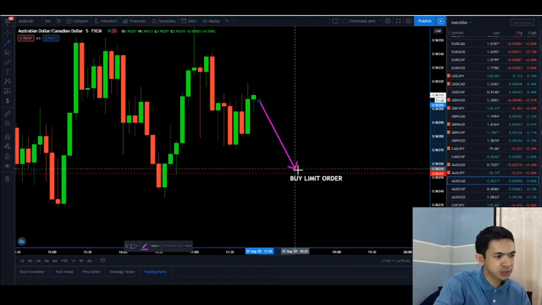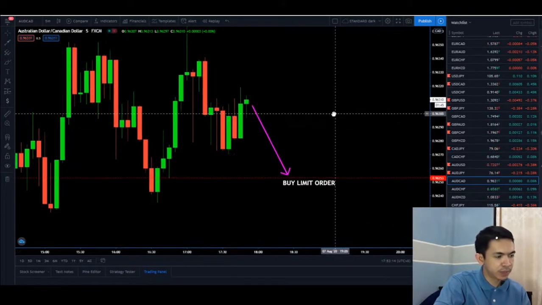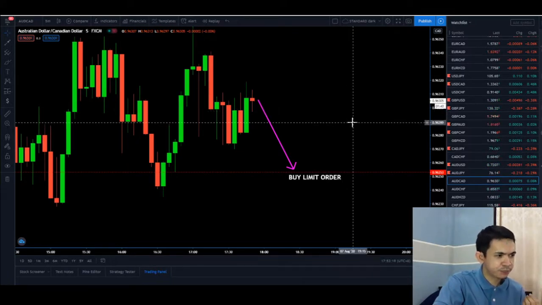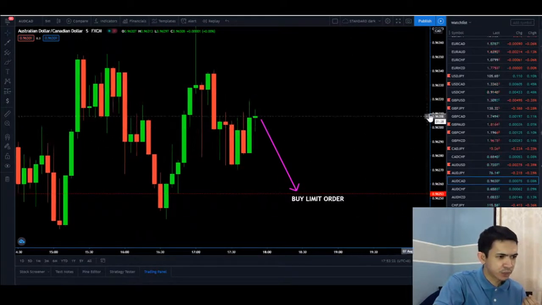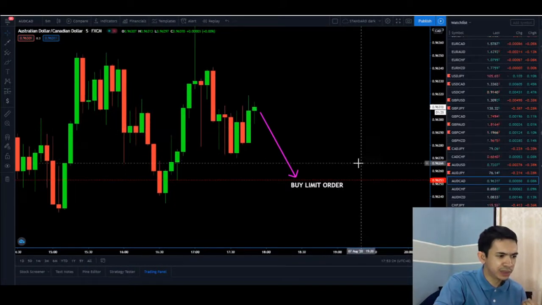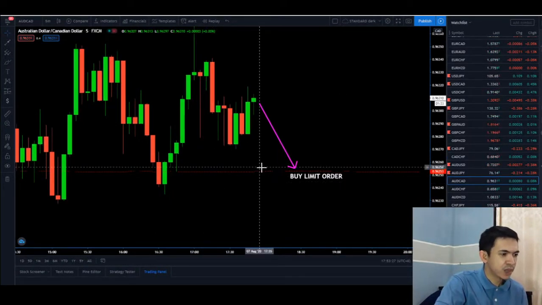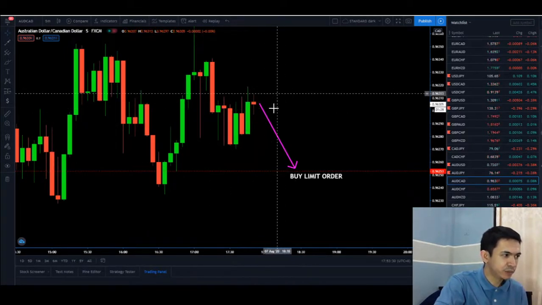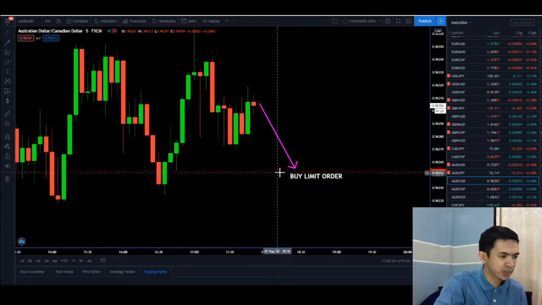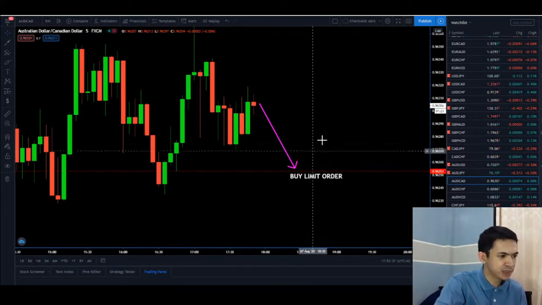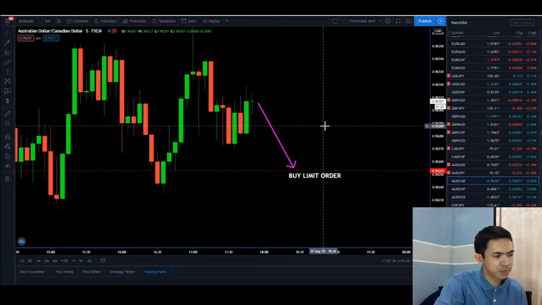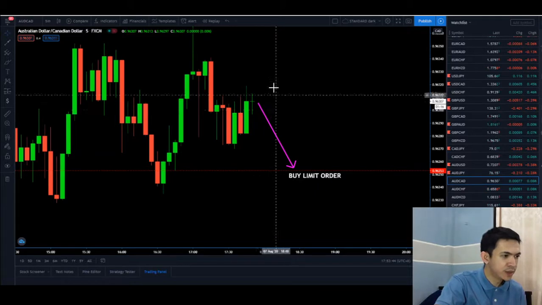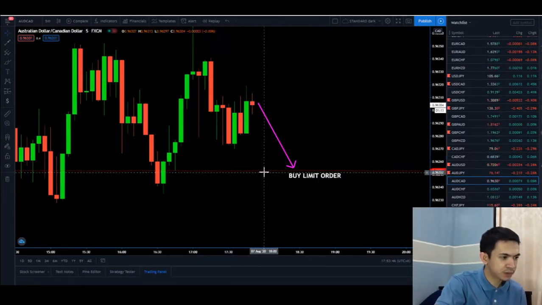Meaning a much discounted price. Of course, you want to buy at a much lower price whenever you're doing buy limit orders, right? So that's the logic. Always execute a buy limit order if the current price is above you. You cannot execute a buy limit order if you are above the price. Basically, I want to buy at a much better, discounted price, so my buy limit order will always be below the current price, right?